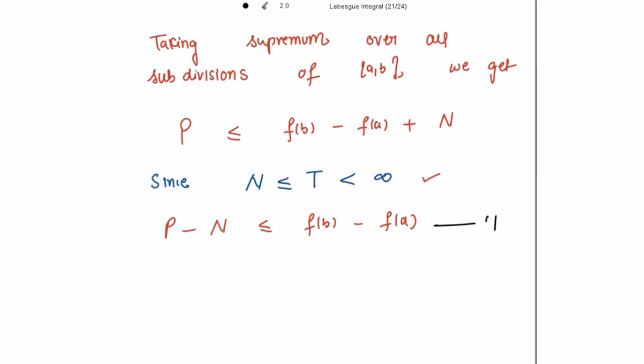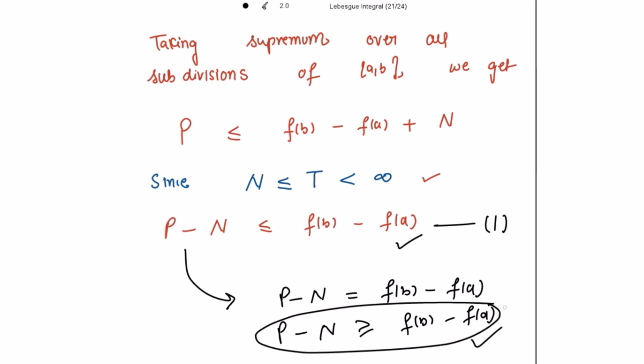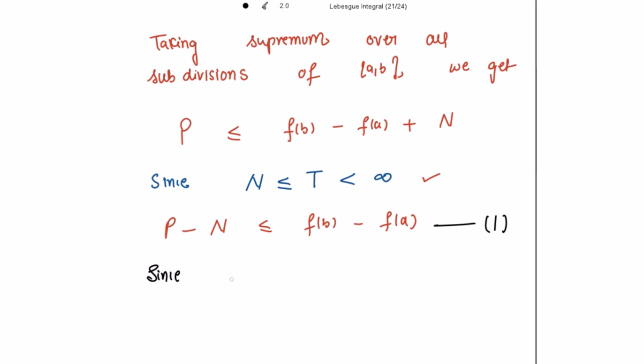And now marking this as 1, because I need to show that this P minus N is equal to f(b) minus f(a), the first result. I'm now required to show that P minus N is greater than or equal to f(b) minus f(a). When I show this, from this one and this second result, I will get this equality, since we know that the difference of P and N is equal to f(b) minus f(a).